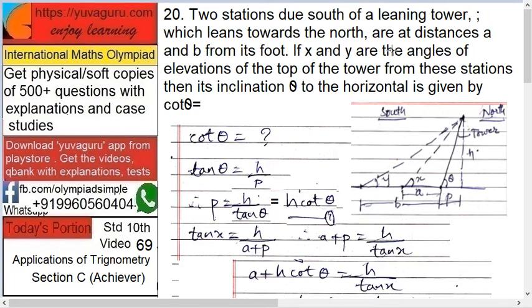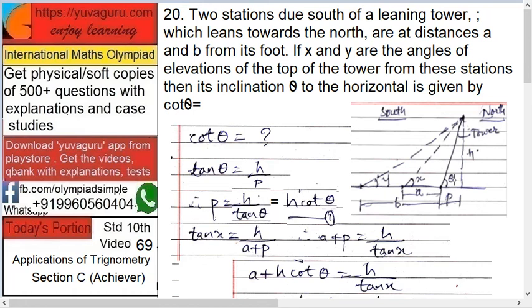If x and y are the angles, it means the point which is at a has an angle x, the point which is at b has an angle y. Remember, the important part is this is leaning towards north and these are towards the opposite side, okay? Now once you understand this, then the problem becomes easier. So a, b are given, x is given, y is given. Let's assume this height as h and let this distance be p, small p, okay? So we have to find cot theta.